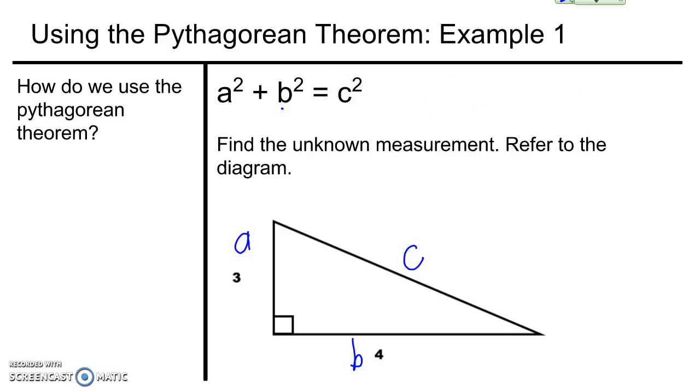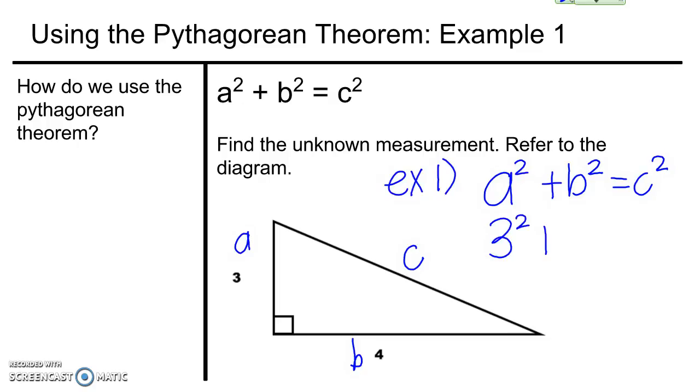So now I'm ready to work out this problem. I know A and I know B. I don't know C. So I'm going to write my formula: a squared plus b squared equals c squared. I want you to do this with me. Call this example 1. Okay? And so we're going to plug in 3 for A, so 3 squared. We're going to plug in 4 for B, so 4 squared. And then we don't know what C is, so that's c squared.